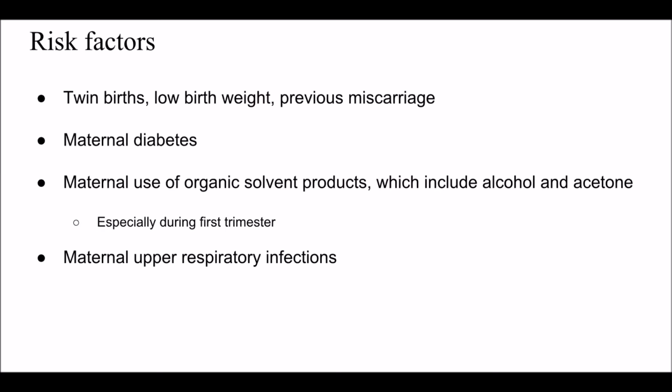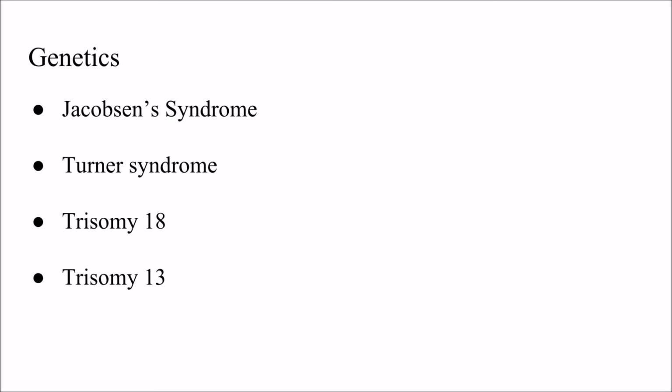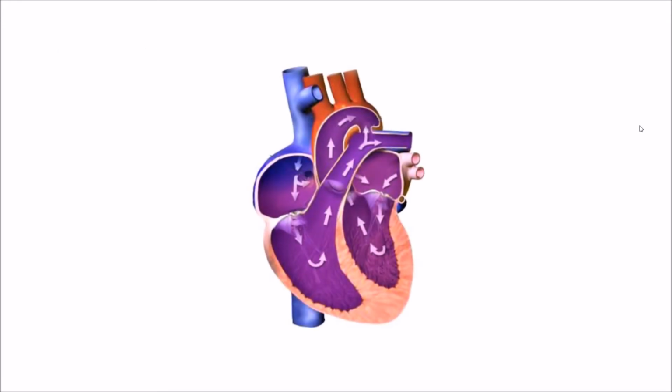Low birth weight, twin births, gestational diabetes, maternal use of organic solvent products, and maternal upper respiratory infections are the most common risk factors, which cause approximately 10% of hypoplastic left heart syndrome, or HLHS, cases. While there's no definitive cause of hypoplastic left heart syndrome, there are some genetic conditions and chromosomal abnormalities that are associated with it, the most common of which are listed here. In addition to genetic causes, it is known that if the blood cannot flow through the body properly, then the left ventricle may not form.